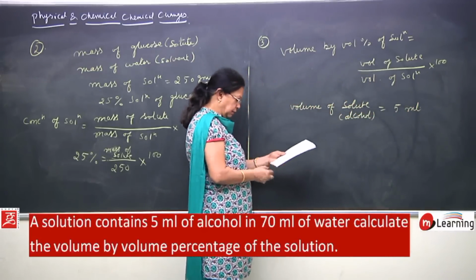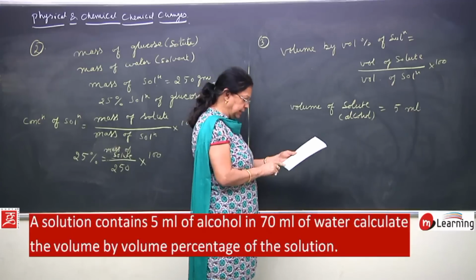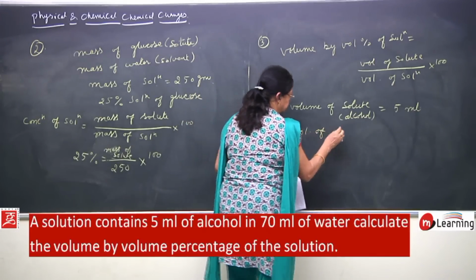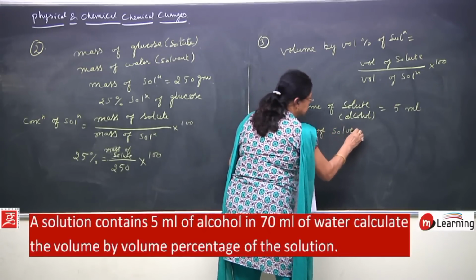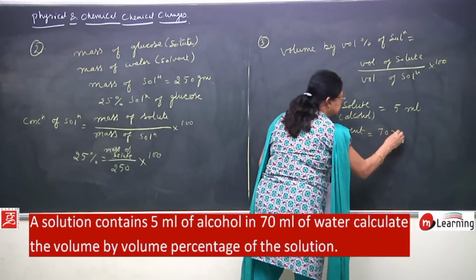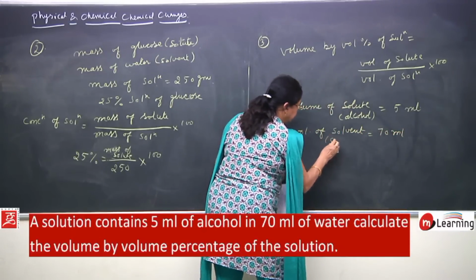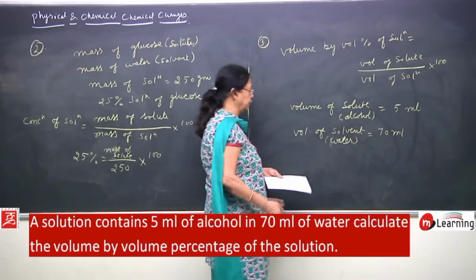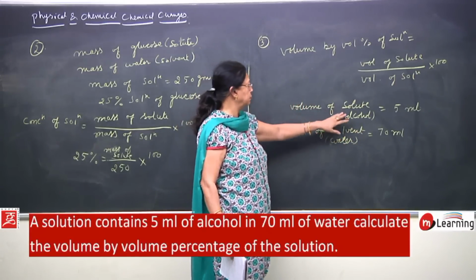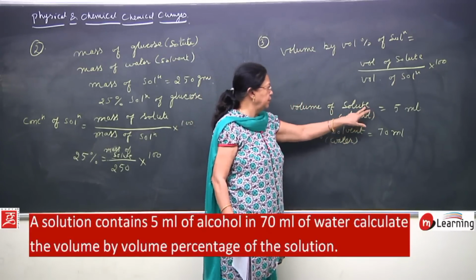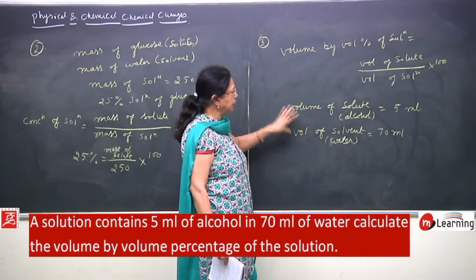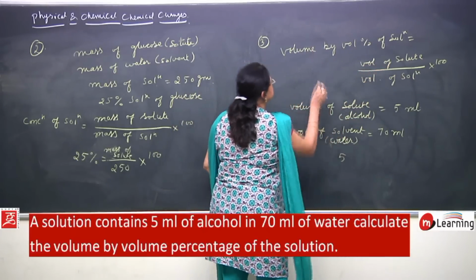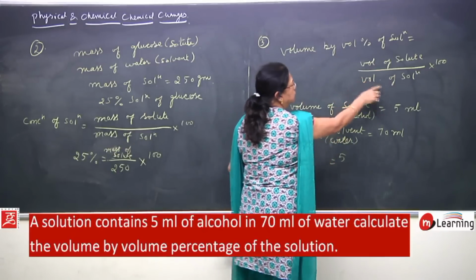A solution contains 5 ml of alcohol in 70 ml of water. Volume of solvent is equal to 70 ml. What is solvent here? Water. I told you that the quantity which is more will be solvent. So, water is more, that will be solvent, alcohol is less, it is solute, and this is a liquid solution, liquid dissolved in liquid.